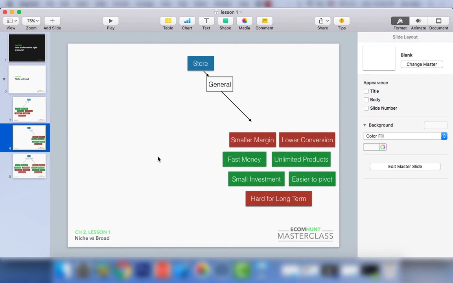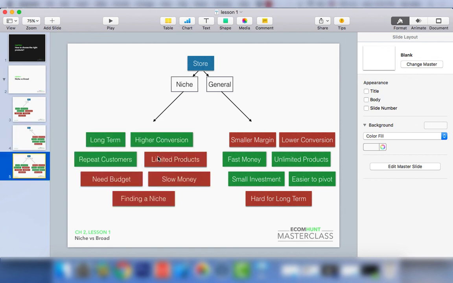In terms of negative points, the margins are in most cases smaller, the conversion is lower because it's a broad store and they have less passion about your store or the niche, so the conversion will be lower, and it's hard for long-term game. So if you're going long-term, it will be really hard to sustain a business of a general store over time. So take this in mind, and let's see niche versus general.